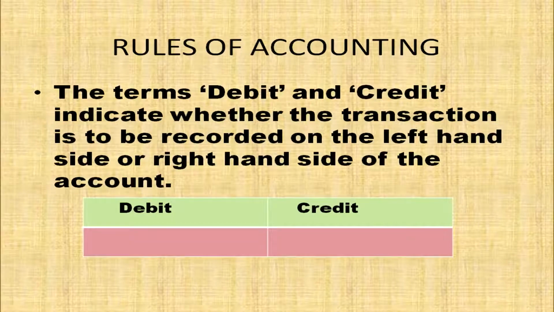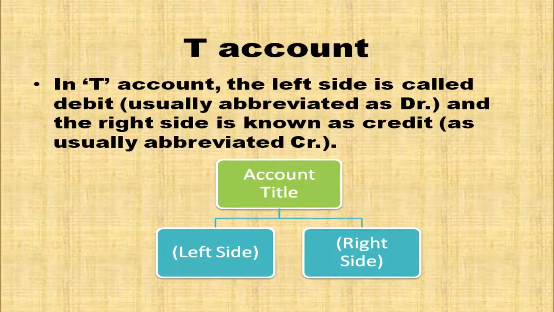Debit means the transaction is to be recorded on the left hand side. Credit indicates the transaction is to be recorded on the right hand side of the account. What will be the format of the account? We have a T formatted account. The left hand side is called debit and abbreviated as Dr., and the right hand side is indicated as Cr. That means it is the credit side.